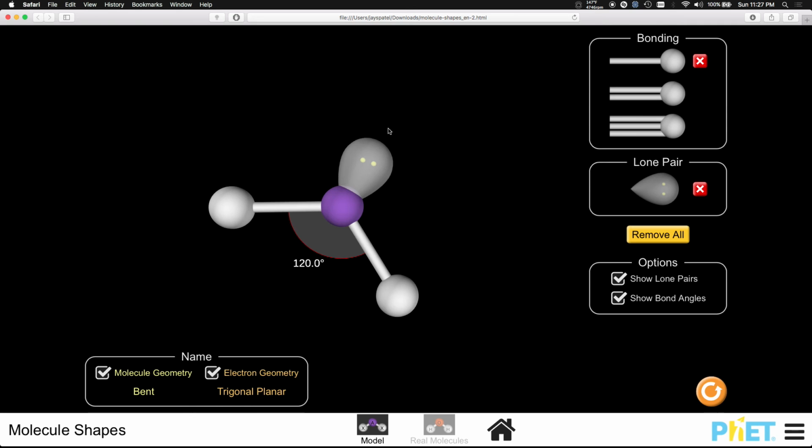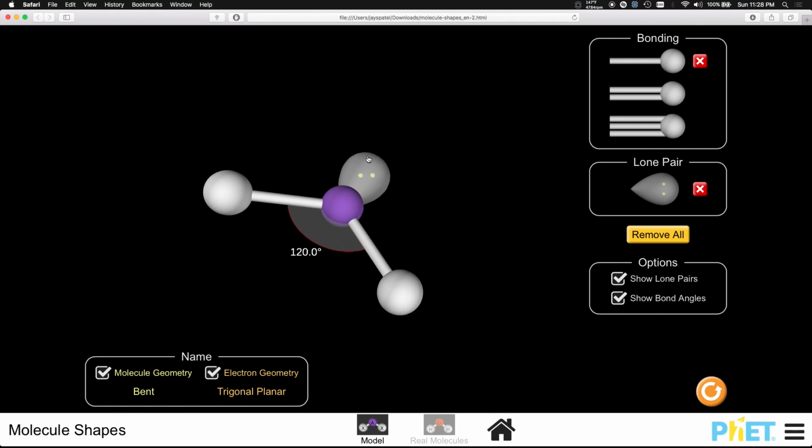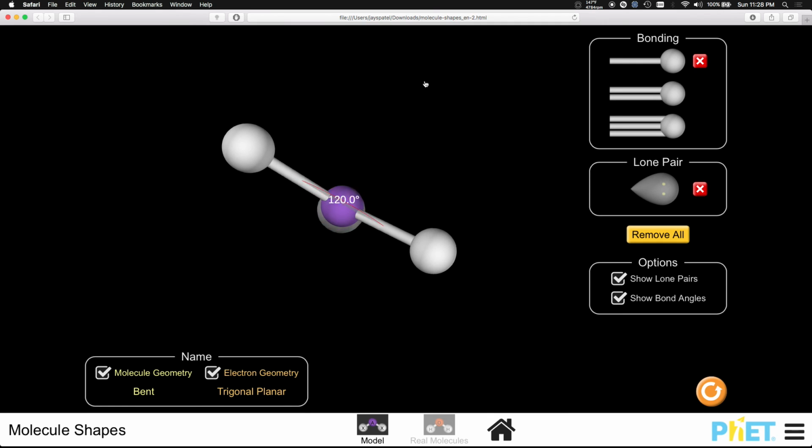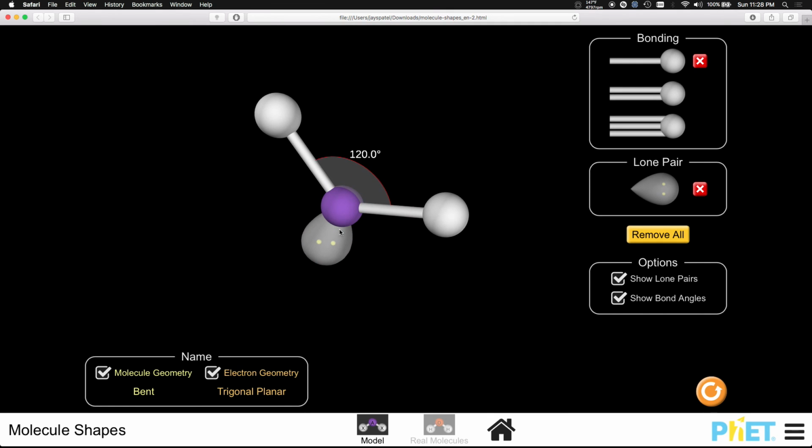We count them for something. In this case, it's just one group, two groups, three groups, so it's trigonal planar. However, for molecular geometry, we don't really look at the lone pair. So we ignore it. If it's at the bottom, let's just ignore it.